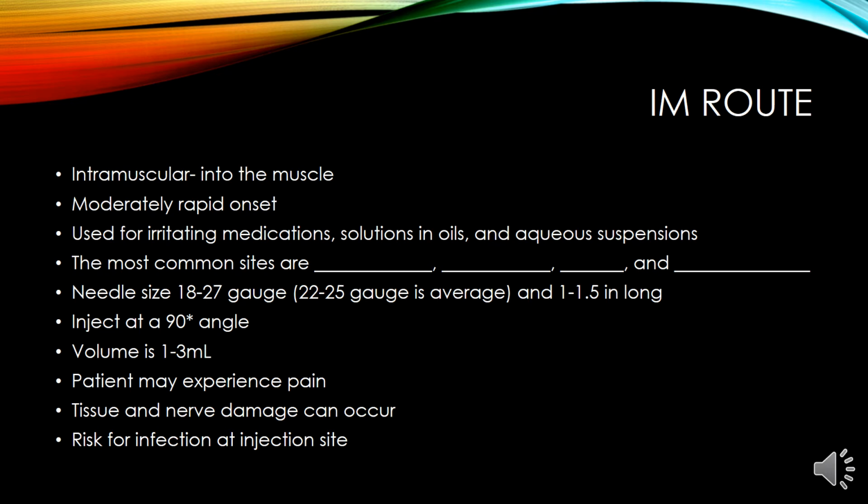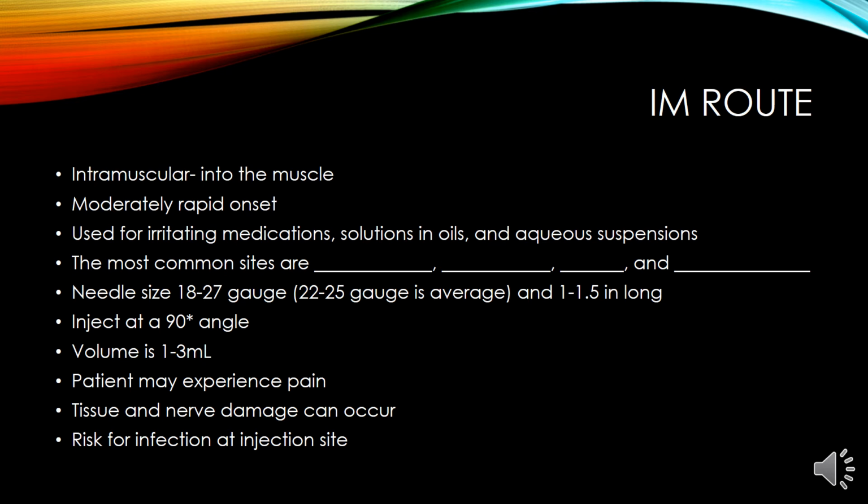22 to 25 gauge is the average, and the needle length needs to be 1 to 1.5 inches long. It's important to remember that the smaller the needle size, the larger bore that needle is. So an 18 gauge needle is larger in diameter than a 27 gauge needle.